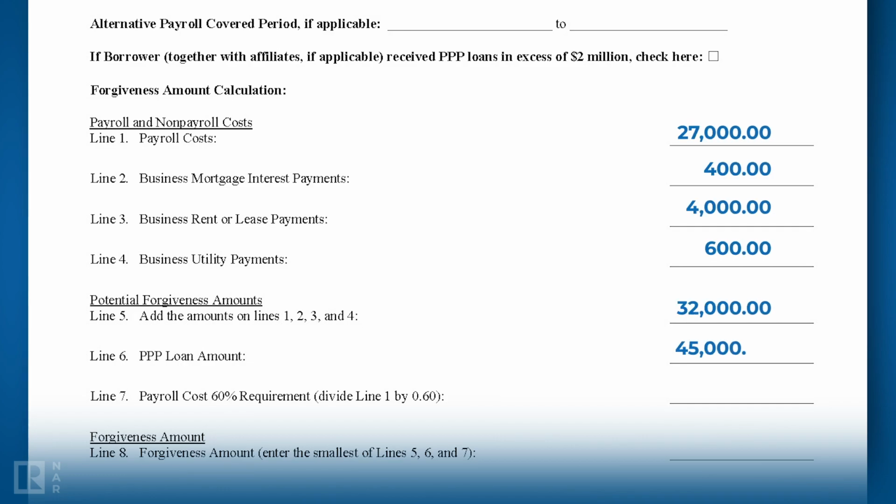The borrower should divide this amount by 0.60 to ensure that at least 60% of the potential forgiveness amount was used on payroll costs. If the amounts on lines 5 or 6 are larger than the amount of line 7, then the amount on line 7 will be the potential loan forgiveness amount. This ensures that at least 60% of loan proceeds are used on payroll costs. For line 8, the borrower should review the amounts listed in lines 5, 6, and 7 and enter the lowest amount. This will be the amount for which loan forgiveness is sought.